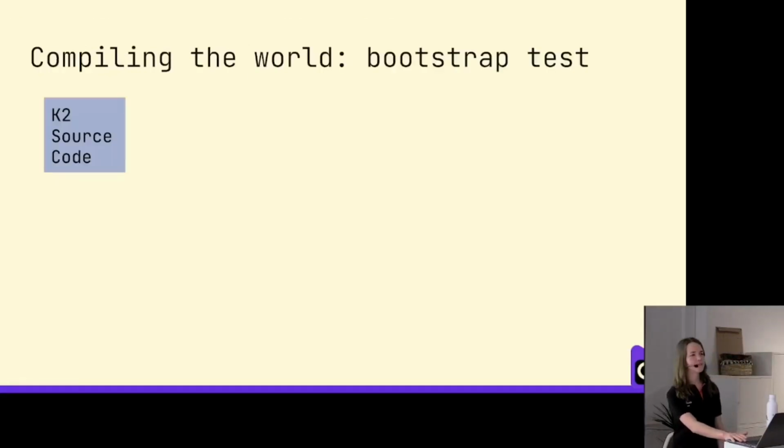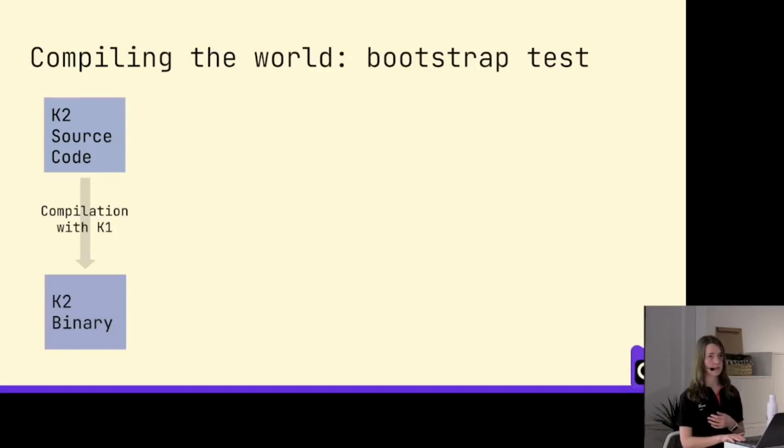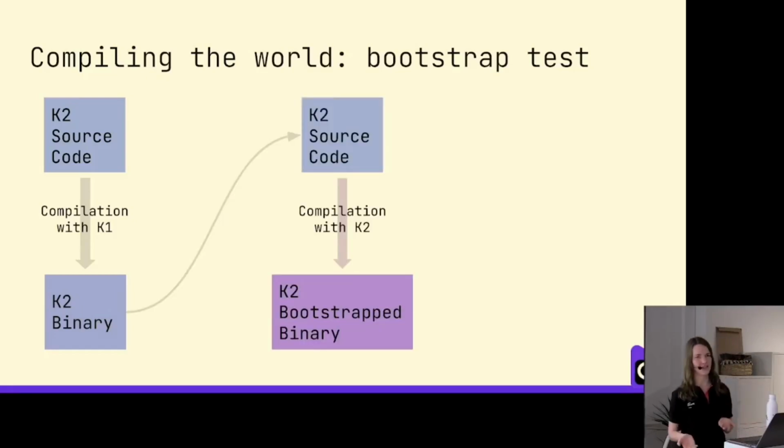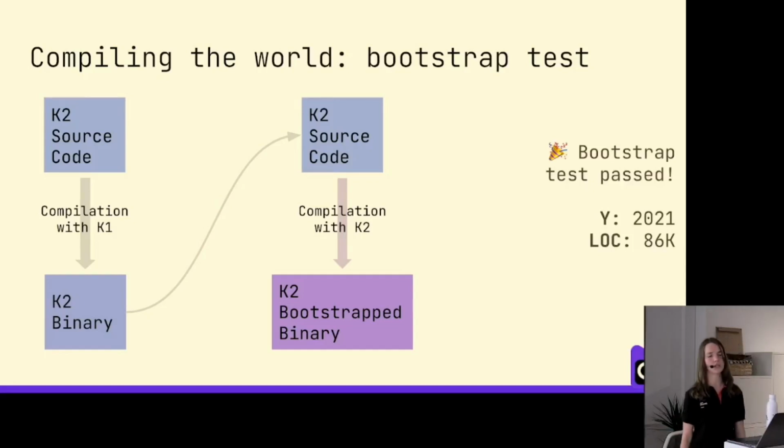Kotlin project. This is what we call a bootstrap test. We do also bootstrapping, and it has the very same idea. So we have K2 source code. We compile it with K1, we get a K2 binary. Now we have a compiler binary with K2. We take K2 source code and compile it with this binary. This is the K2 bootstrap binary. We passed this test in 2021. By that time, we had 86,000 lines of code.